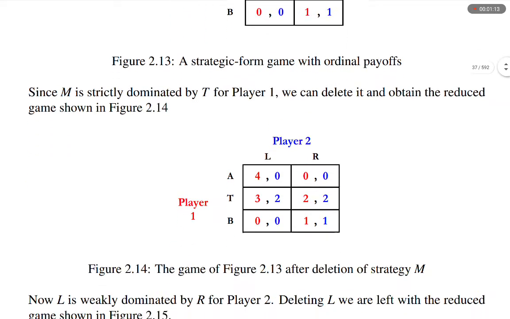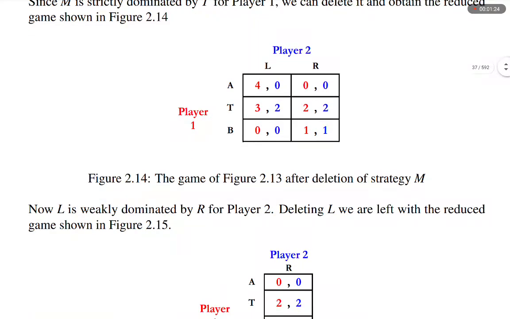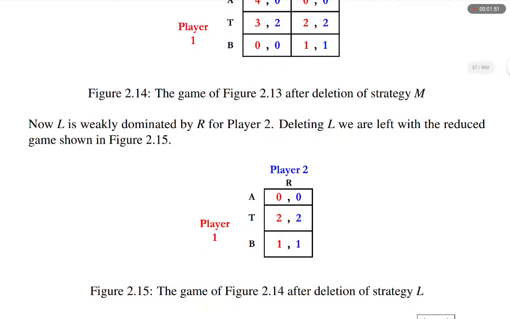Since M is strictly dominated by T for player 1, we can delete it and obtain the reduced game shown in figure 2.14. Figure 2.14 is a 3x2 game with A, T, B for player 1, and for player 2, L, R. The payoffs are 4, 0, 0, 0, 3, 2, 2, 2, 0, 0, 1, 1. It is the game of figure 2.13 after deletion of strategy M.